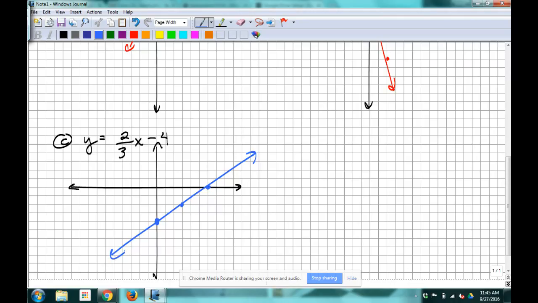Get that line. Is that consistent with a positive slope? Positive slopes do what? Up and to the right, right? So kind of check that as you're going. If you got a positive slope, your line should be going up and to the right. If you got a negative slope, it should be going down and to the right.